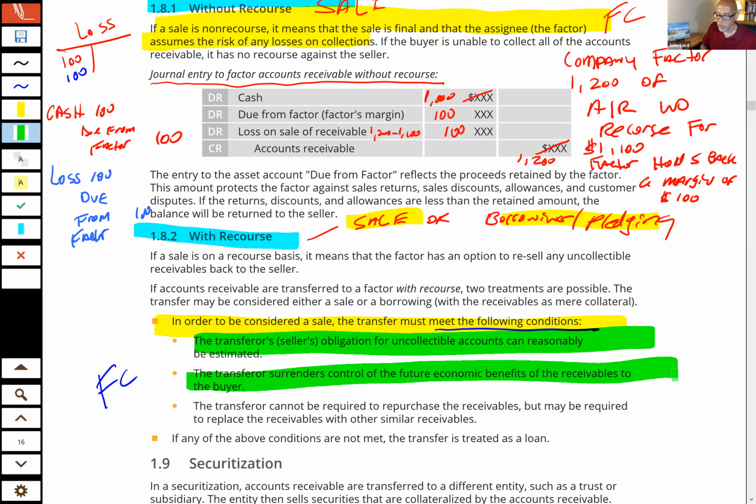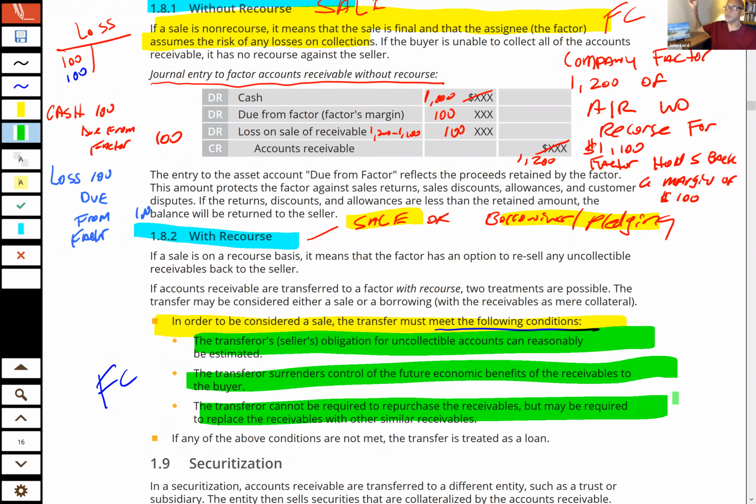The transferor surrenders control. Look, I can't say to them, hey, here's your money back, give me the receivables back. Can't do that. I've surrendered control. The transferor cannot be required to repurchase the receivables. So you're like, well, then what's their recourse? Well, I would have to say to them, okay, you couldn't collect on these receivables right here. I'll take these back and then take these two over here and try to collect on those. So I would simply replace the ones they can't collect on with similar receivables. And so that would be their recourse.